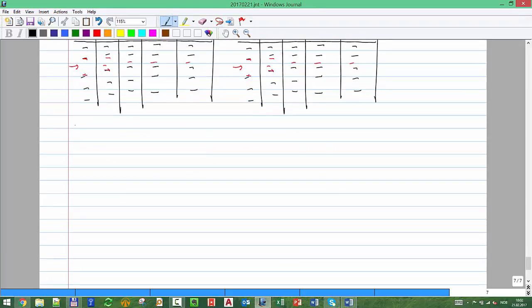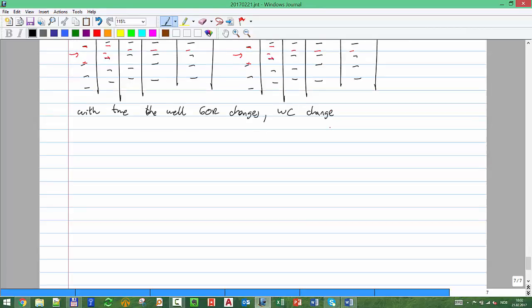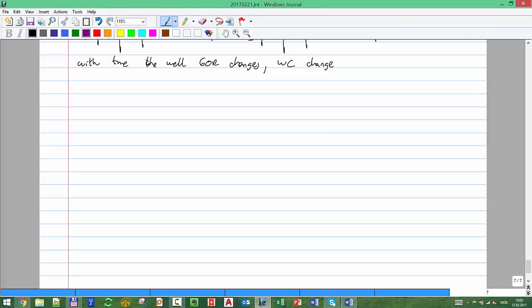And now, with time, the well GOR changes. Water cut changes. So you have to include that variation also in the table. And that comes just because you're taking more time. That's why, but I think it's necessary that you get that part.